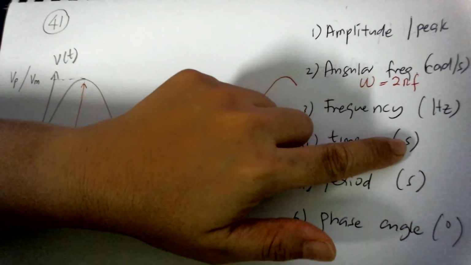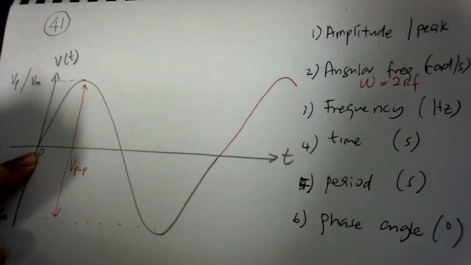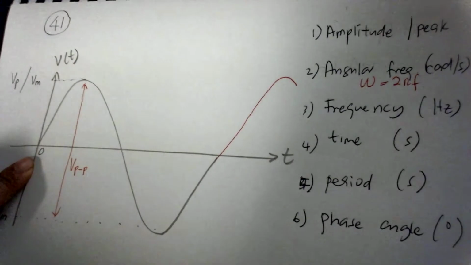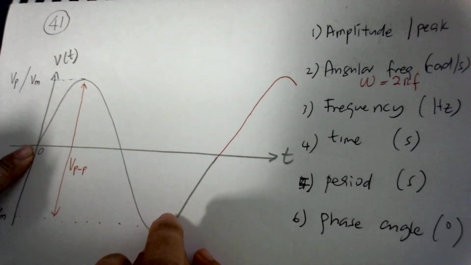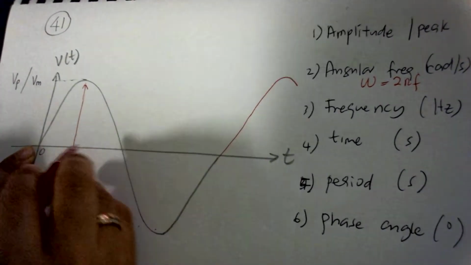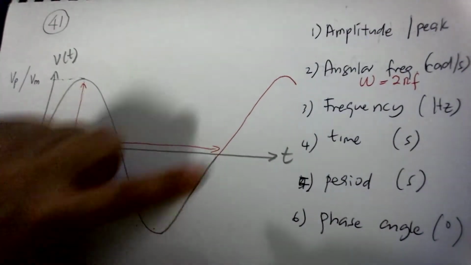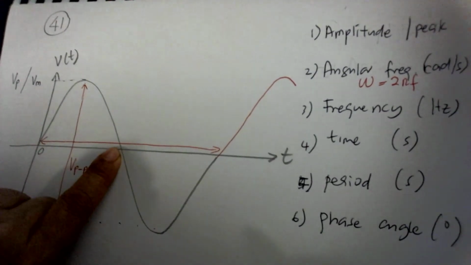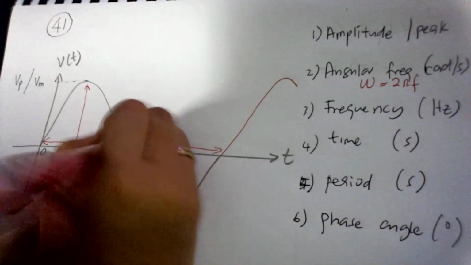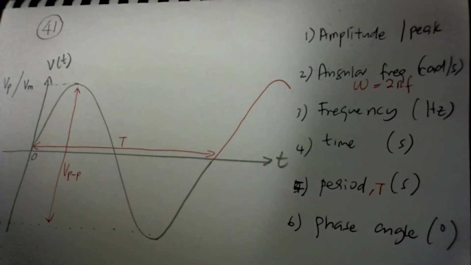The symbol is T, and the unit is the second. So what is the time or the period? The period of the signal is the time taken to complete one complete cycle. This is from 0 back to 0, a complete cycle, not until here. This is only half a cycle. So this is the period T, here. Sorry for the camera.